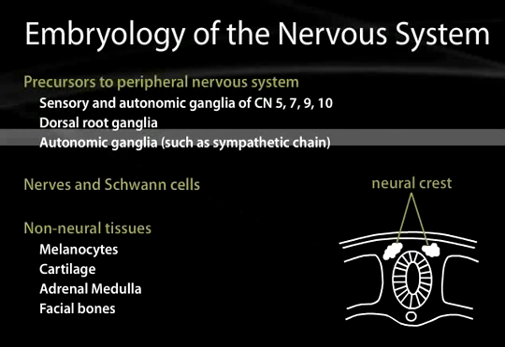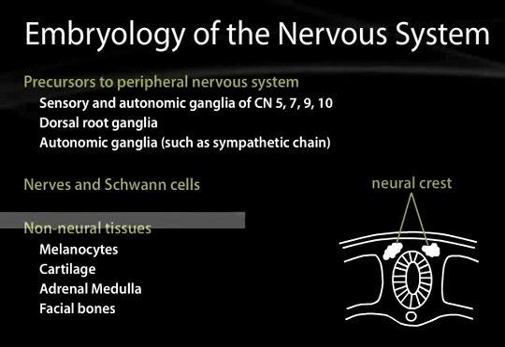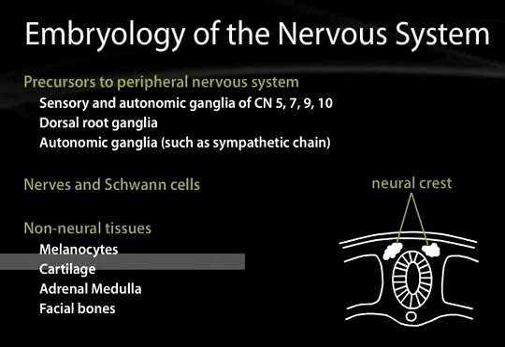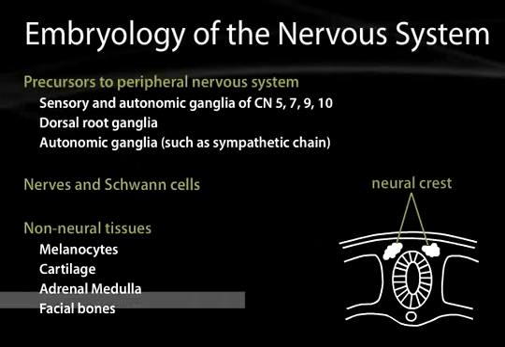But in addition to that, they form non-neural tissues that are not quite as intuitive. These things you will have to just memorize through brute force memorization. The non-neural tissues include tissues such as melanocytes, cartilage, adrenal medulla, and facial bones.